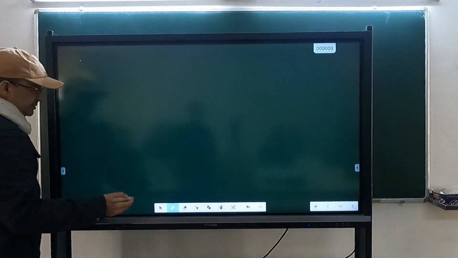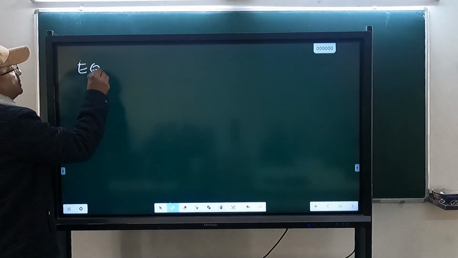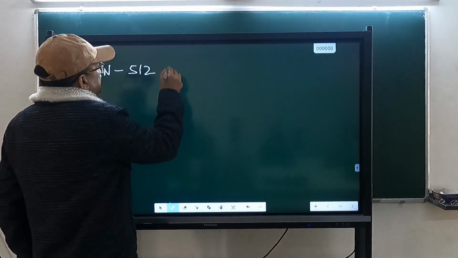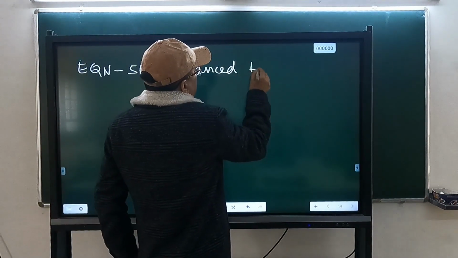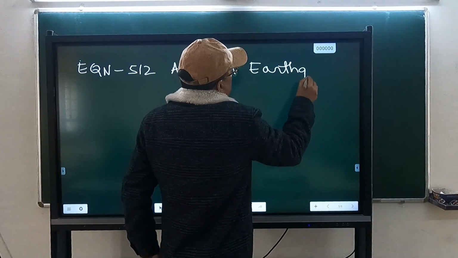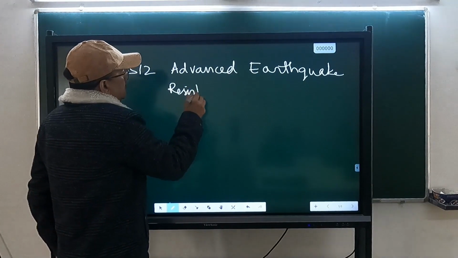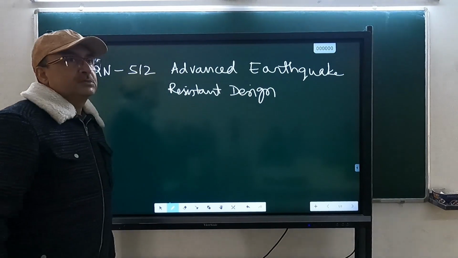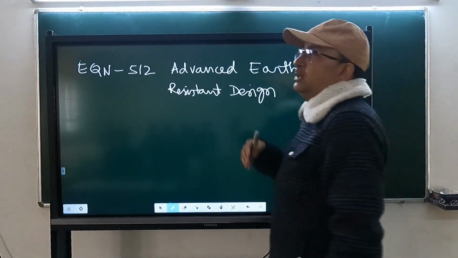So our course is EQN 512, advanced earthquake solution. That is design. And when we are talking design, it is understood it is design of civil structure. We are talking about earthquake resistant design of civil structure.